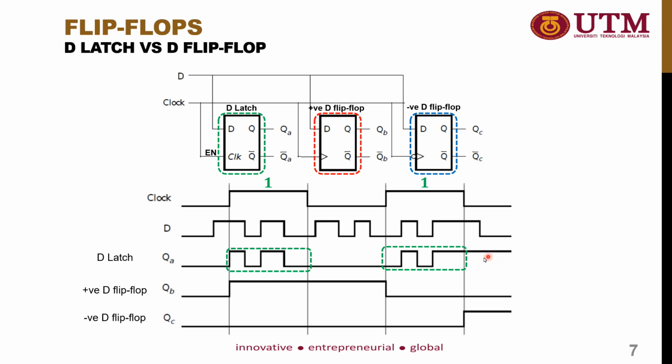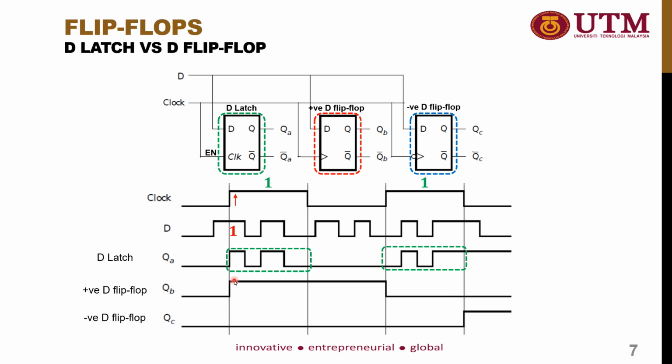So next, let's take a look at the positive edge trigger D flip-flop. Previously I explained to you when exactly the positive edge trigger D flip-flop will change its output. It will change its output at the rising edge of the signal. So at the first rising edge, you see here the D signal is equal to 1. So it means that at the positive edge D flip-flop, the output will become 1.